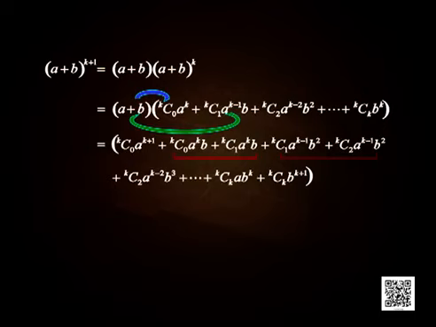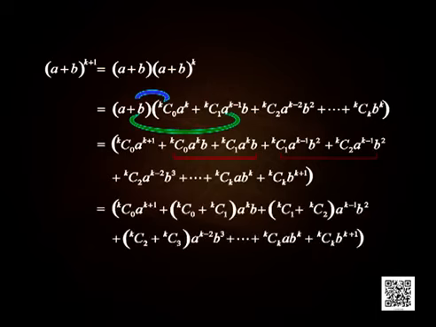So, we are going to now collect like terms, and on collecting like terms, I get the expansion to be kC0 a to the power k plus 1. Between the second and the third term, a to the power k times b is common. So, I am left with kC0 plus kC1 times a to the power k times b. Between the fourth and the fifth term, a to the power k minus 1 b square goes out, and I am left with kC1 plus kC2, and so on.